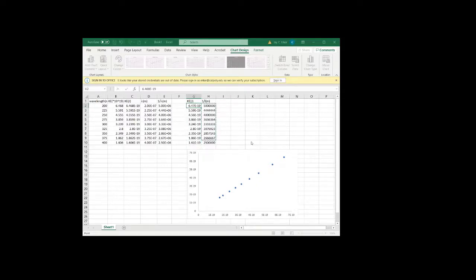Hopefully I got them all. Hit OK. Hit OK. Now my x and y flip. I think that's the scientifically correct way to do it.